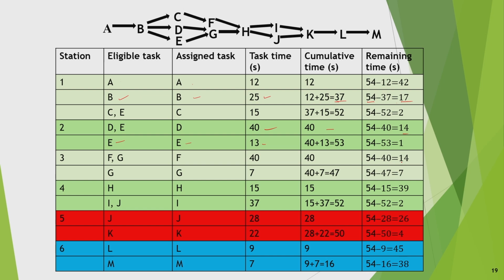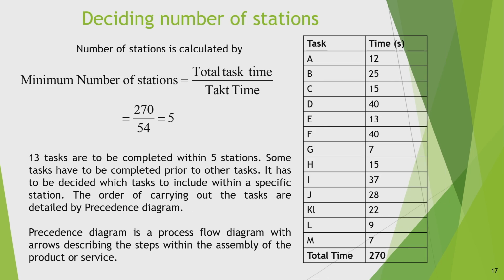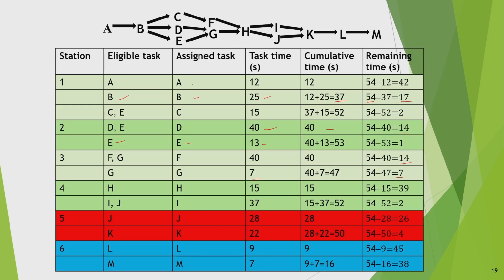So you still have 14 seconds left. Then you can see that G can be done in 7 seconds. So 40 plus 7 is 47, and 54 minus 47 is 7 seconds. This workstation will be idle for 7 seconds, but there is no task which can be done in 7 seconds. Of course M can be done in 7 seconds, but because of the precedence constraint we cannot take M. We cannot bypass the other tasks; first you have to do the other task.